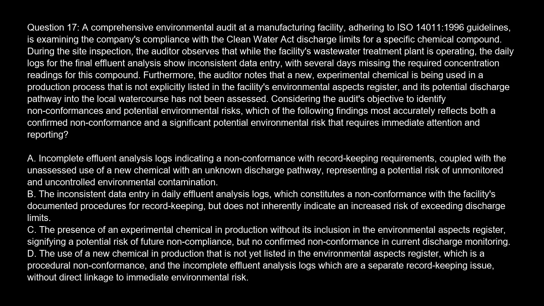experimental chemical is being used in a production process that is not explicitly listed in the facility's environmental aspects register, and its potential discharge pathway into the local watercourse has not been assessed. Considering the audit's objective to identify nonconformances and potential environmental risks, which of the following findings most accurately reflects both a confirmed nonconformance and a significant potential environmental risk that requires immediate attention and reporting?